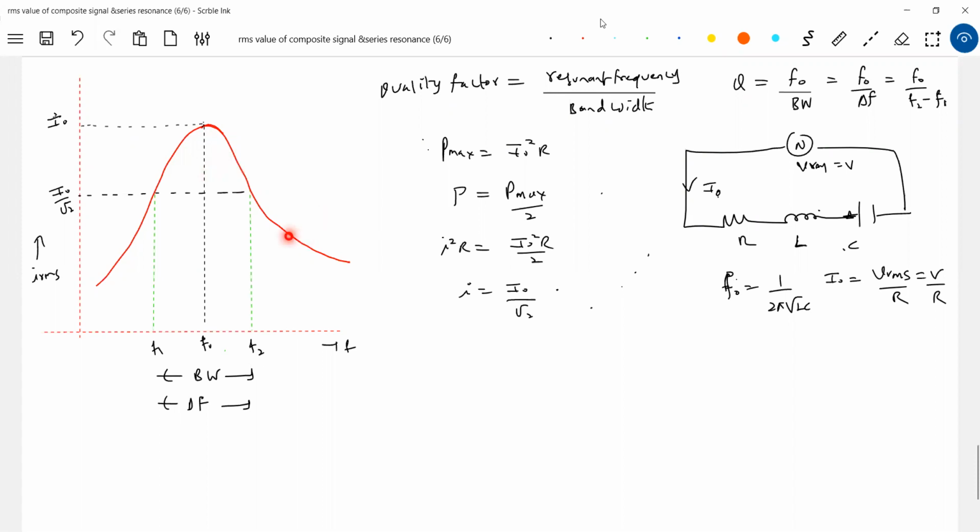What about, sir, these frequencies? They will not help us in application. Practically, they made this a rule. Practically, they say these sets of frequencies are going to help us a lot. So it should be I naught by root 2.